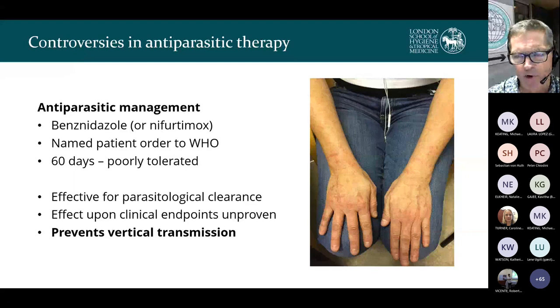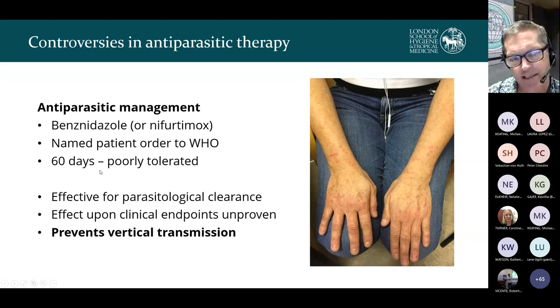We know that amongst those who are PCR positive, the conversion rate to PCR negative is very high and the relapse rate is very low. However, because of the long duration of this illness, it's been very difficult to demonstrate that that translates into an improvement in clinical endpoints. You'll remember there are two different groups we were interested in, those who have indeterminate disease and those who have determinate disease. It's now reasonably clear from a fairly large study that those who have determinate disease probably have less to gain from antiparasitic therapy. In a sense, the trouble is already set in motion, whereas with indeterminate disease, we still really don't know. What we do know is that this treatment will prevent vertical transmission. I'll come on to that in just a second.